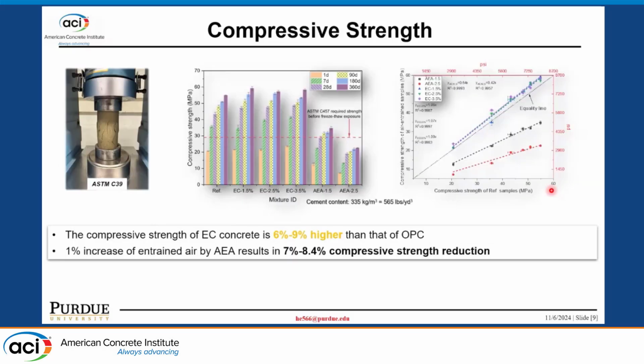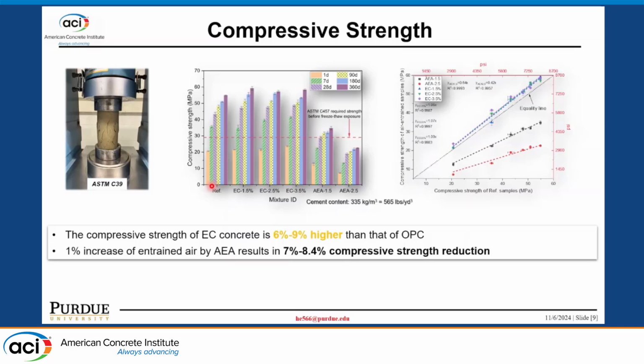And then the compressive strength, because the biggest issue for traditional AEA concrete is the compressive strength reduction, right? So we can see very obviously that with the addition of AEA 1.5, the air content is 6.5, which is the target air content for the Indiana pavement, right? So we can see the compressive strength reduced a lot compared to the reference concrete without air entraining, right?